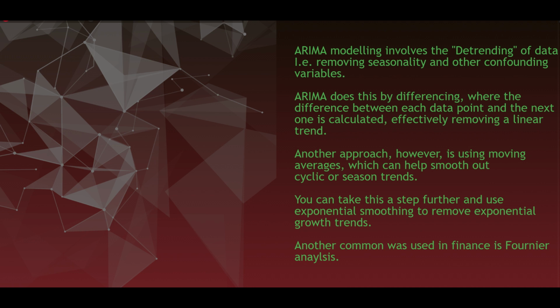So ARIMA does this by differencing, where the difference between each data point and the next one is calculated, effectively removing the linear trend. However, another approach is using a moving average. So when we're using moving averages, we are actually detrending data to an extent. We are smoothing the trend over a time period depending on the length of the moving average. You can take it a step further and use exponential smoothing to remove exponential growth trends. And another way that I see used in finance a lot, I don't use it personally, but I do see it used a lot, is through Fourier transform analysis.